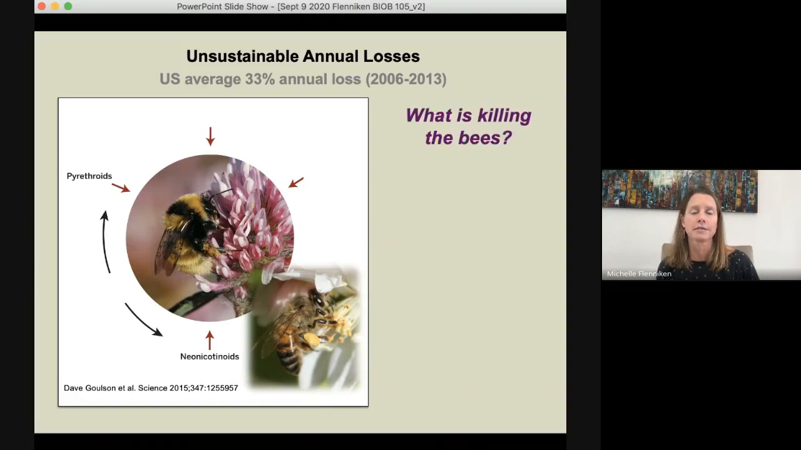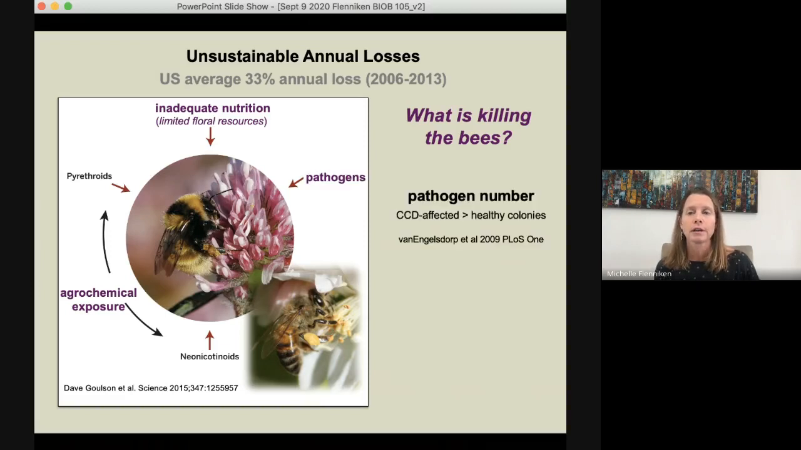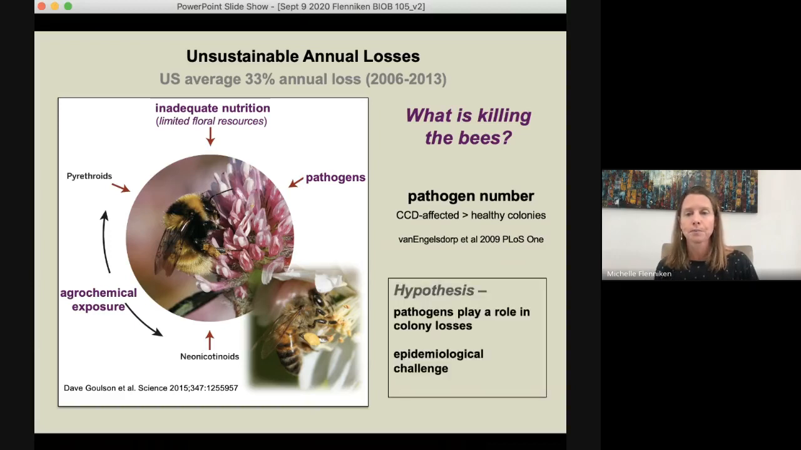There are many factors involved in addressing this question, what's killing the bees? We appreciate that multiple factors are involved, and those include agrochemical exposure, inadequate floral resources or nutrition, and pathogens, which is again the primary aspect of what we study in my lab. In early days, it was appreciated that pathogens were more prevalent in CCD, or colonies affected by colony collapse disorder, which is only a minor percentage of the reason why colonies die, compared to healthy colonies. So this was kind of our initial clue that pathogens may play a role in colony losses.